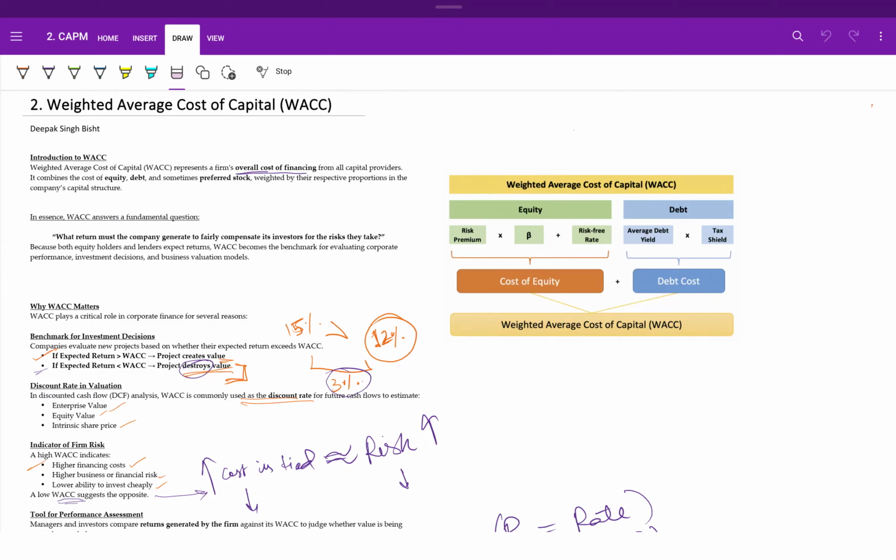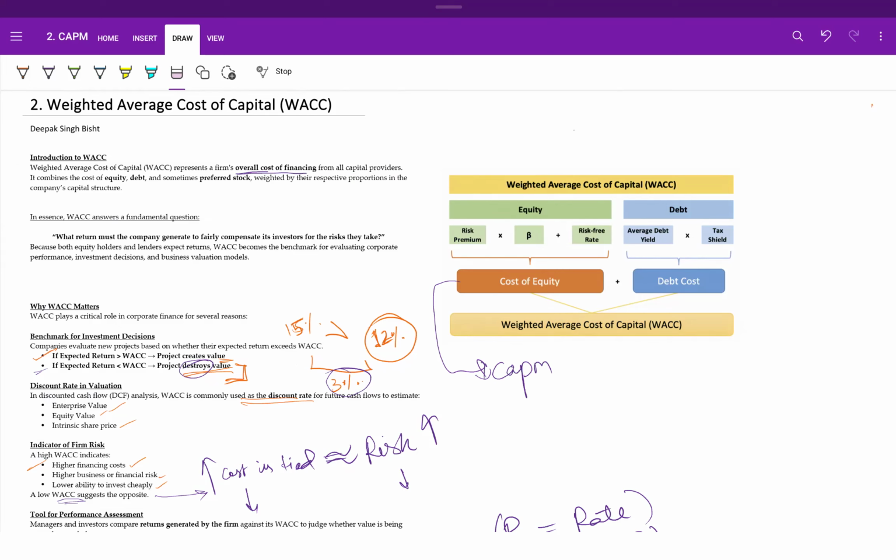Weighted average cost of capital is divided into equity and debt, and it represents the overall cost of financing from all the capital providers. For equity providers, the cost of equity is calculated using the CAPM, capital asset pricing model, which we have previously discussed.